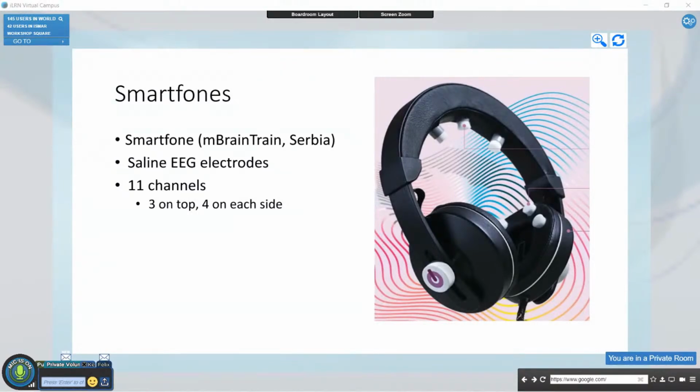This is called the smartphone. This uses saline wetted EEG electrodes and 11 channels, and it's otherwise a pair of headphones with a rather large clamping force.